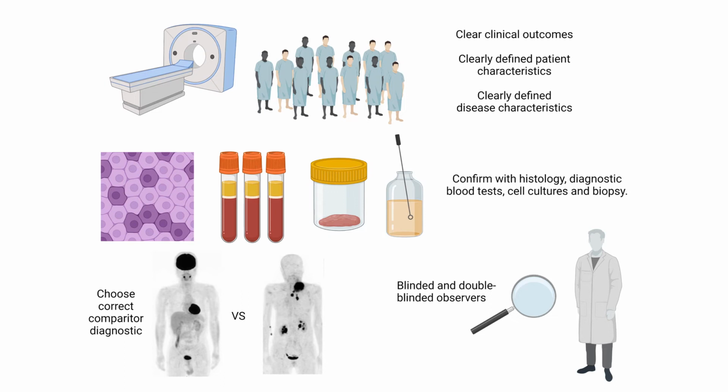You can choose clear clinical outcomes, defined patient characteristics, and disease characteristics. Before you start your trial, you should give parameters that are clear and not ambiguous, and you know what you want to measure. Always confirm with histology, diagnostic blood tests, cell cultures, and biopsy. This is everything you can do to give more information, which is important, and this reduces the ambiguity.